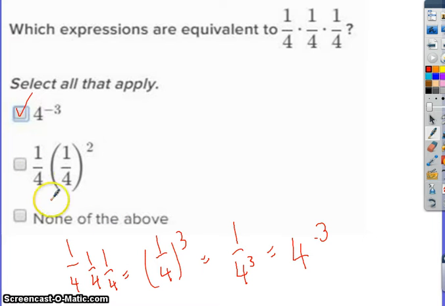And then sometimes you have to actually apply the rules of exponents in order to figure it out. So I have 1 over 4 once, and then I have 1 over 4 2 more times. So that makes a total of 1 over 4 3 times. In other words, just 1 plus 2 is 3. And so this is also on my list of possibilities. Yes, I am dividing by 4 3 times here. Once and 2 more makes a total of 3.